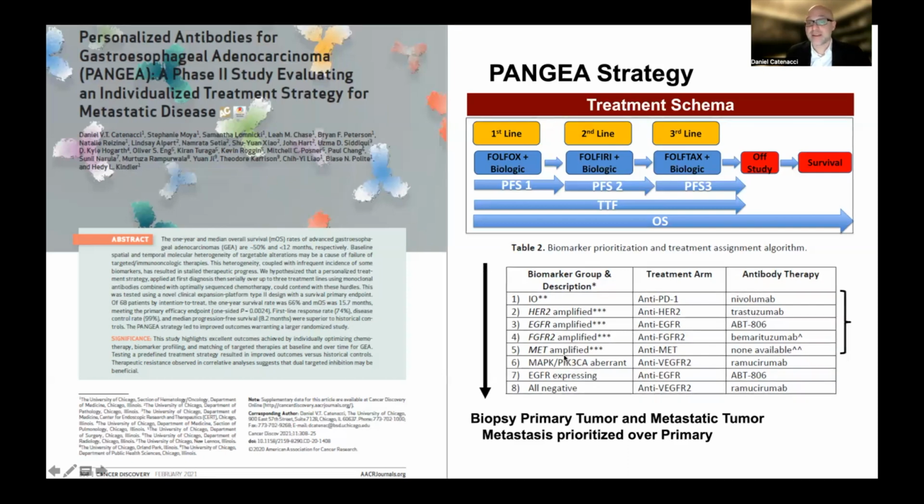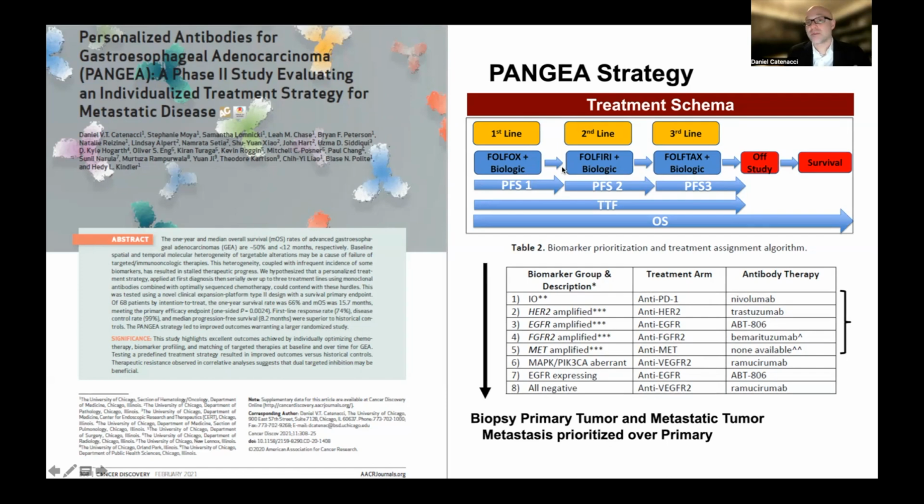You will note that the algorithm has an all-negative group at the very bottom, which means that all patients enrolled were eligible for the study. Even if they didn't have an obvious biomarker to go after, they were given anti-VEGF receptor 2 therapy with ramucirumab, with the idea that they would still do better than they otherwise would without it. So this was first line chemotherapy with FOLFOX with the matched targeted therapy according to the metastatic site of that patient's biopsy.